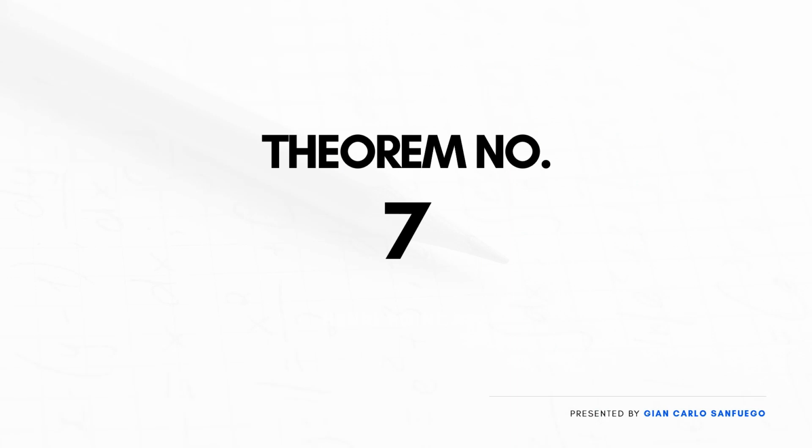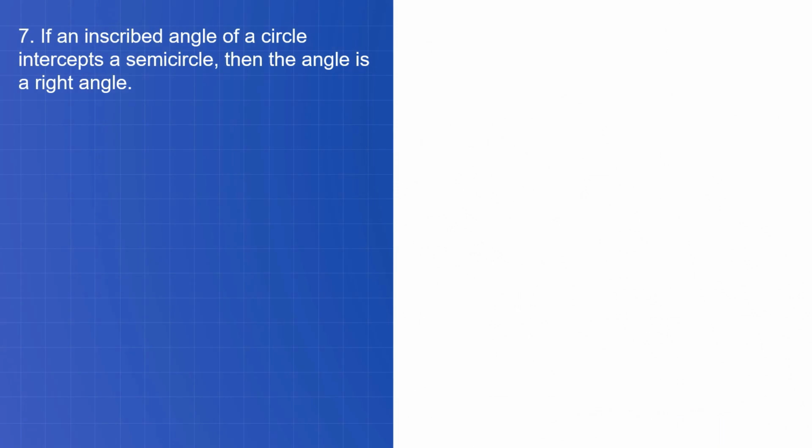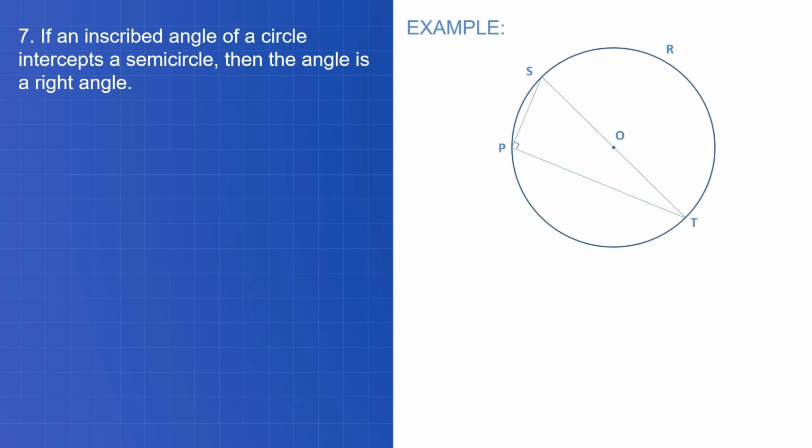Now let's proceed to theorem number 7. If an inscribed angle of a circle intercepts a semicircle, then the angle is a right angle. In the figure, angle SPT intercepts arc SRT. If arc SRT is a semicircle, then angle SPT is a right angle.